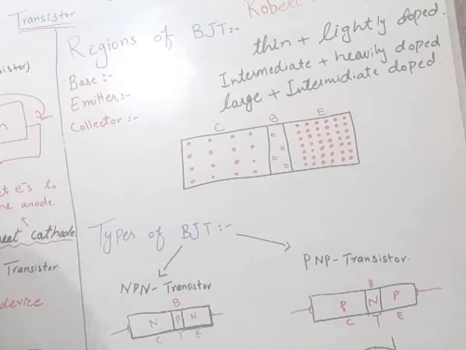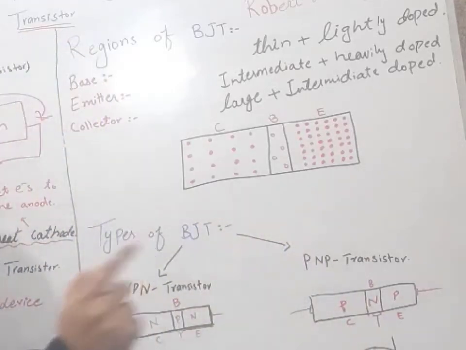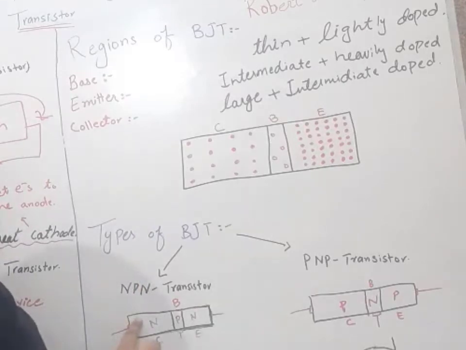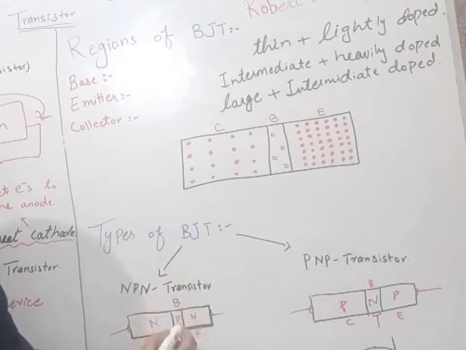Types of BJT. We have 2 types of BJT. Number 1 is NPN transistor and number 2 is PNP transistor. NPN transistor means our collector will be N type, our base will be P type, and emitter will again be N type.